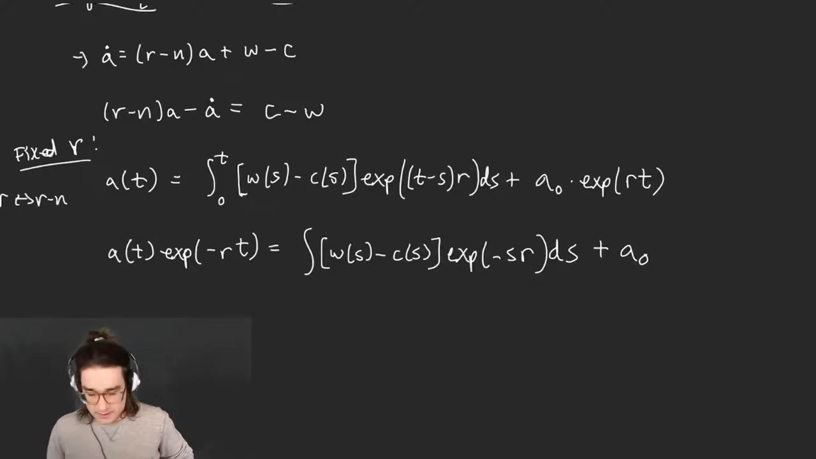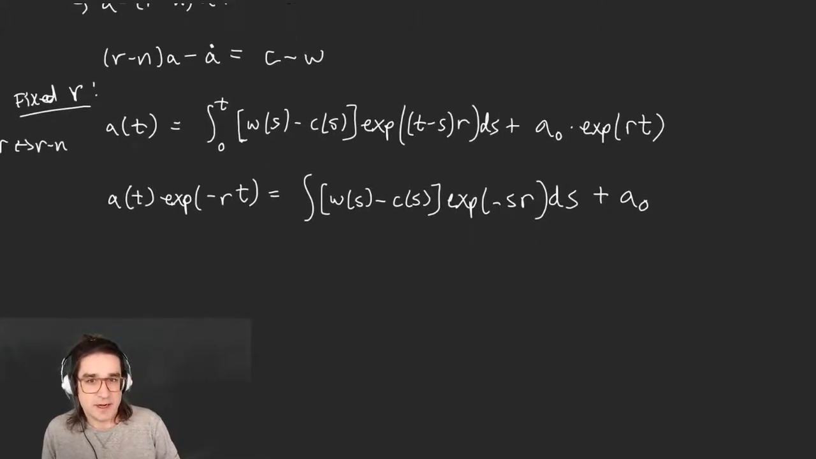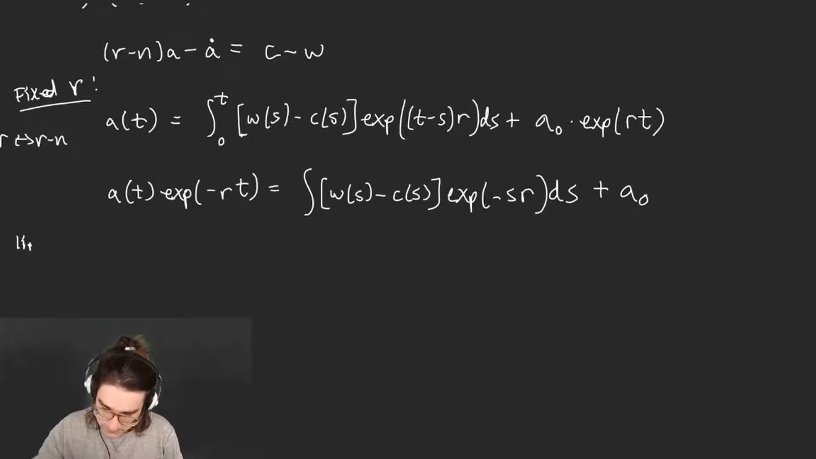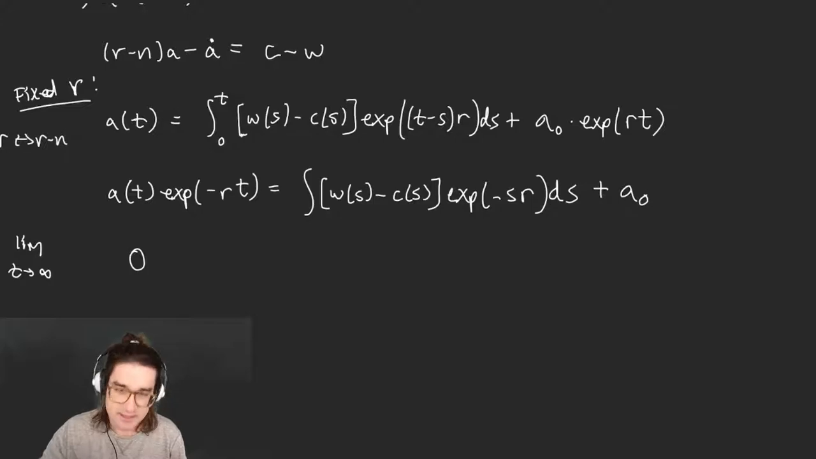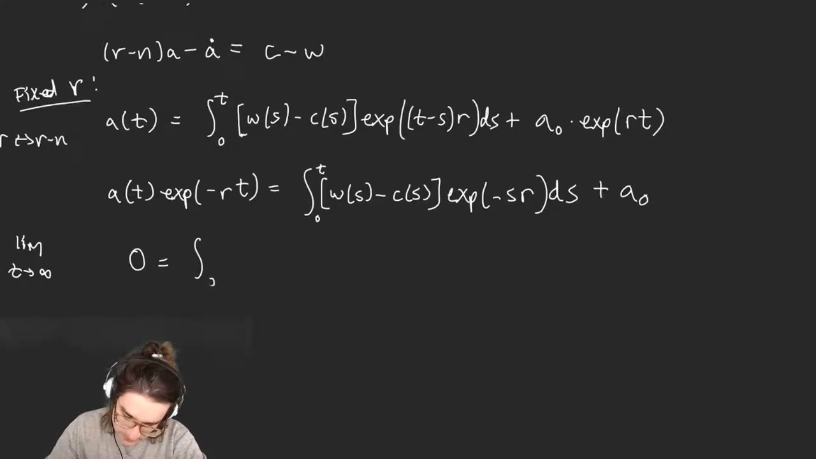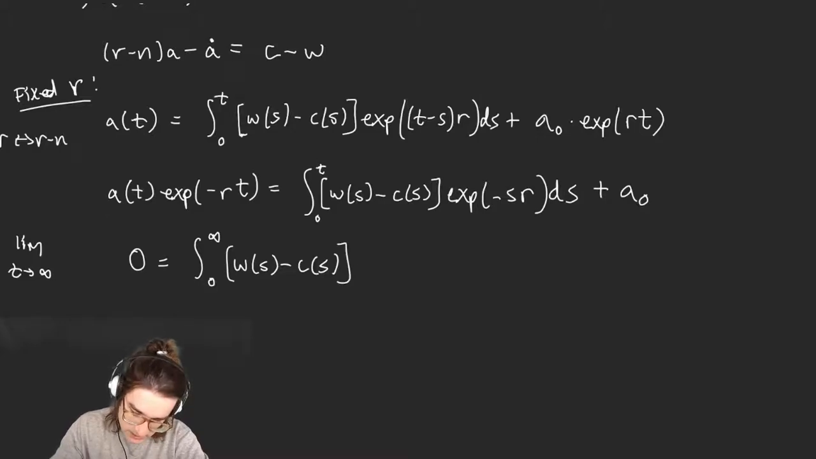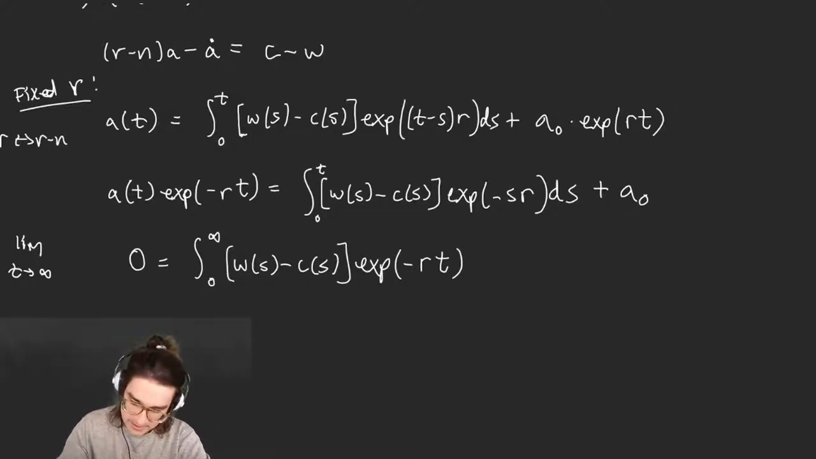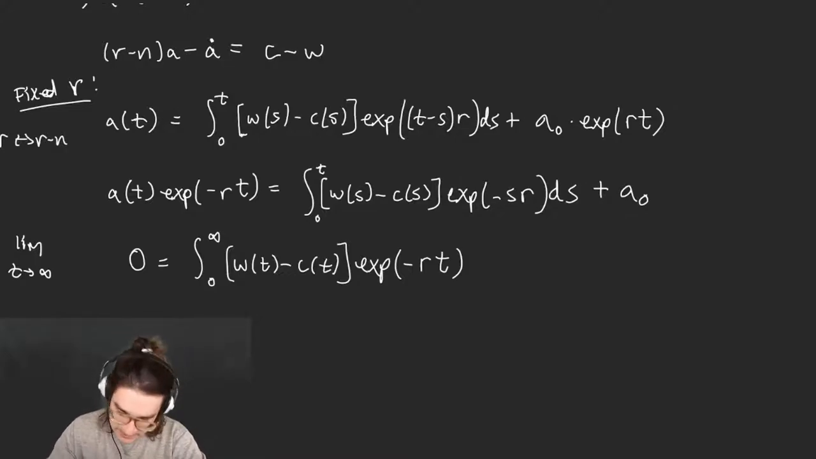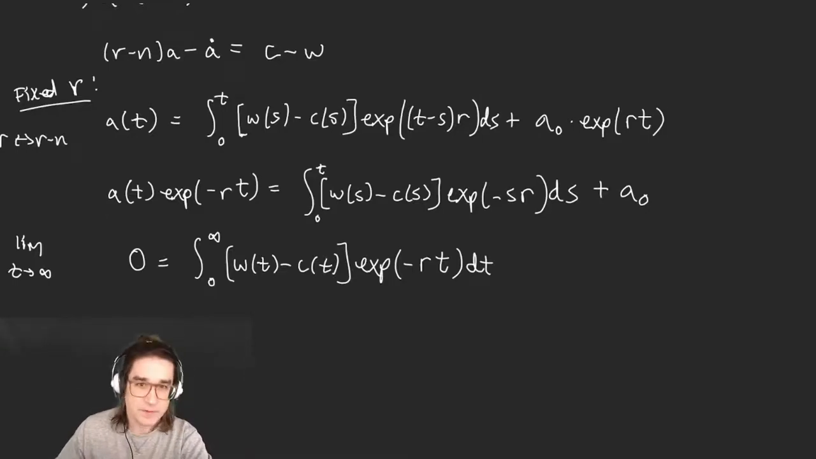This is where we invoke that assumption that A is not growing faster than r, and we take the limit as t goes to infinity. We utilize that A is growing slower than r, which means the left-hand side is zero. That exponential is going to kill off A of t, even if it's growing exponentially, but at a rate slower than r. Remember, this integral is from zero to t, so now it's zero to infinity. We don't have an internal integral anymore, so we can just call the variable t. Now it's just w of t minus c of t, e to the minus rt dt, and then we have this A zero.